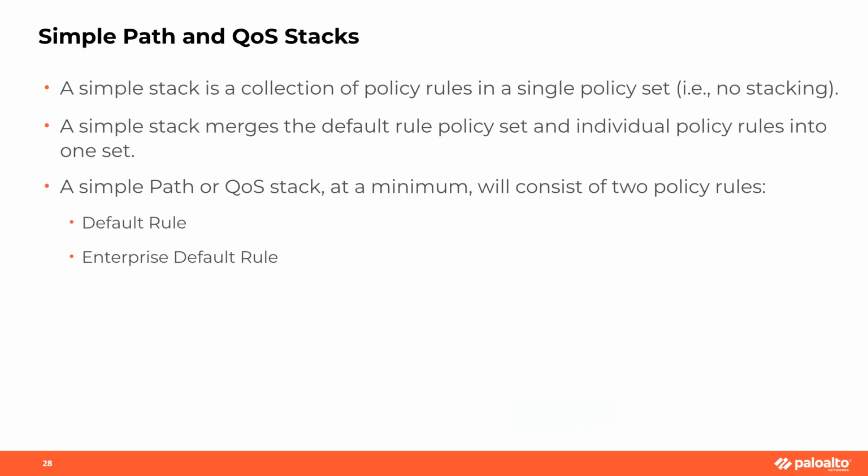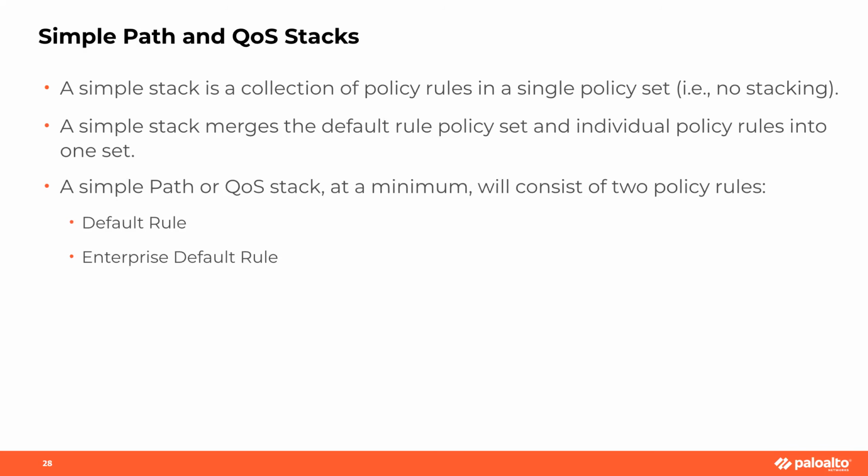So a simple path and QoS stack. It's a collection of policy rules in a single policy set. Under the covers, it's two policy sets, but the way that we display it to you as a user is one single policy set. So it merges the default policy rule set and then all the custom individual policy rules that you want into one set. So you can easily see them in one screen and manage your different policies.